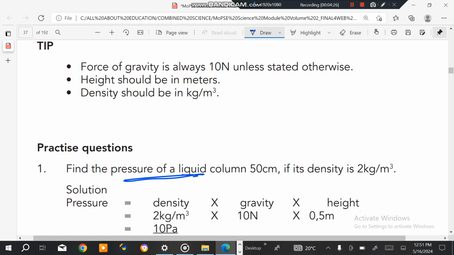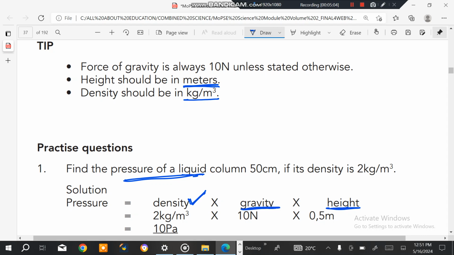Remember, in the first calculation we were looking for pressure in solids. We said pressure in solids is force in Newton over area in square meters. Here we are being asked to find the pressure of a liquid. Pressure of a liquid is density, which is always in kg per cubic meter, times gravity, times height. And the height must always be in meters.